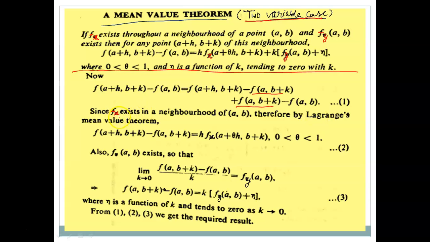since fx exists, that means you should keep y as constant. So here let us look at this one, and this part corresponds to the first two terms in equation 1. Here you can see the y coordinate is the same in both situations, so you are varying the x coordinate only. So f(a+h, b+k) - f(a, b+k) can be written as h fx(a + theta h, b+k), where theta lies between 0 and 1.